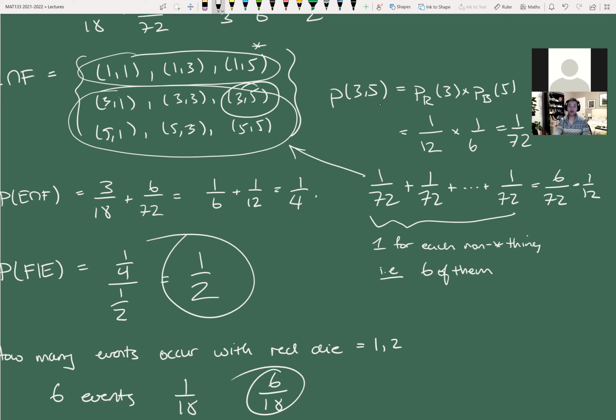Okay, so loaded die people, are you kind of happy with that? It was a little involved, but loaded die stuff tends to be, because you just have to compute the probabilities of everything, right? It's not as easy as when it's equiprobable.